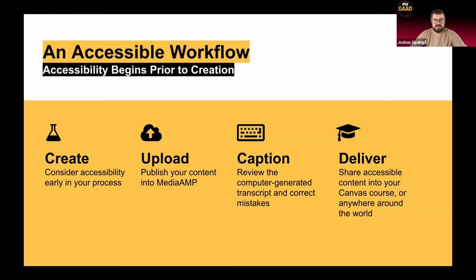So consider accessibility early in your process as you're designing your videos. If you're sitting in your kitchen, try not to shoot with your window behind you, so that your students can see your face and can see the movement of your mouth, for example, and your facial expressions. So next step would be uploading your content into MediaAMP. That's a pretty easy step. We'll go over that when we do the demonstration.